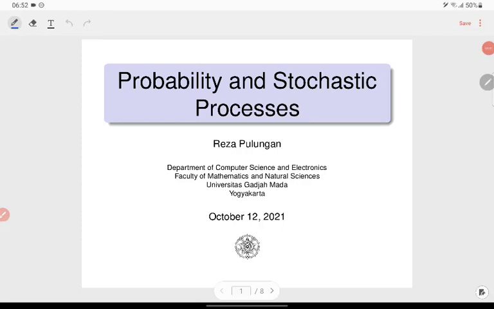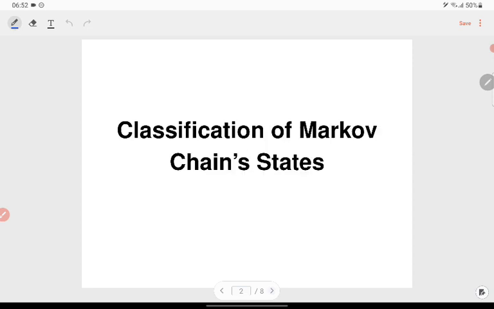This is the ninth topic in the Probability and Stochastic Processes course, in which we are going to talk about the classification of Markov chain states. In the previous topic, we were introduced to discrete time Markov chains and one way of analyzing a discrete time Markov chain, namely by transient analysis.